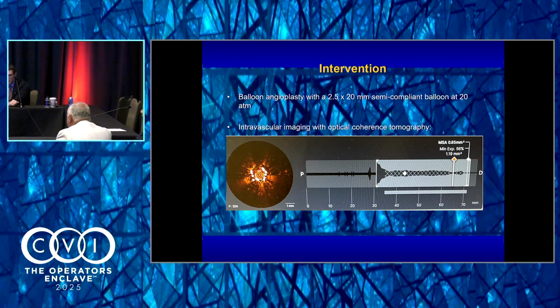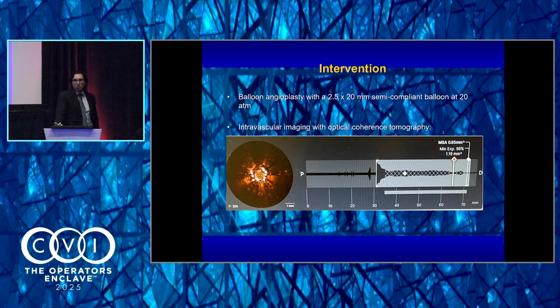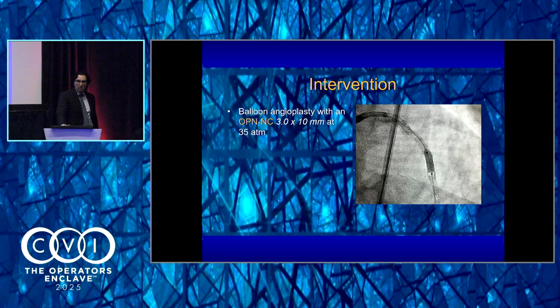After which I was able to get a balloon down and balloon angioplasty with a 2.5 by 20 millimeter balloon at high atmospheres. After which OCT was performed, and despite that balloon angioplasty, you can see the minimal MLA is 1.2 millimeters squared. So then I took a shorter, 2.5 by 12 standard non-compliant balloon at high atmospheres, and you can see there's still a significant waist there. Using an OPN balloon, a 3.0 by 10 millimeter at 35 atmospheres, nicely expanded that lesion.